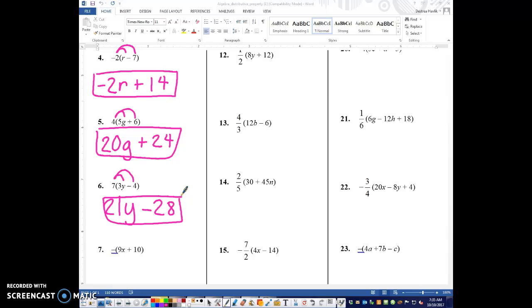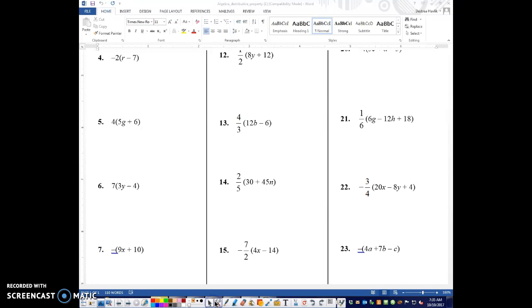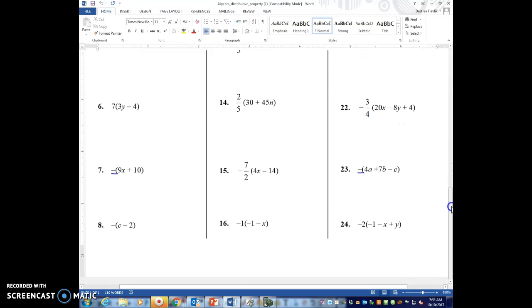All right? So now we're going to move on to the next few. So number 7 and number 8. Okay, number 7. If there's just a negative in front, that's actually a way to say negative 1. But you don't have to write the 1. Notice we don't write 1s a lot. We kind of just leave them invisible. So if you ever see a negative like this, it's actually negative 1.